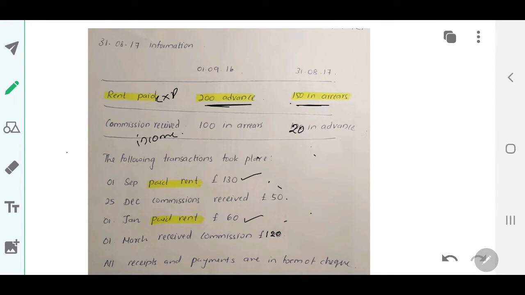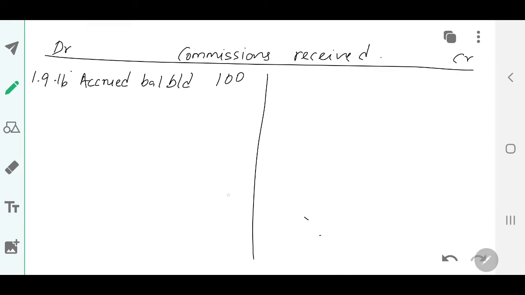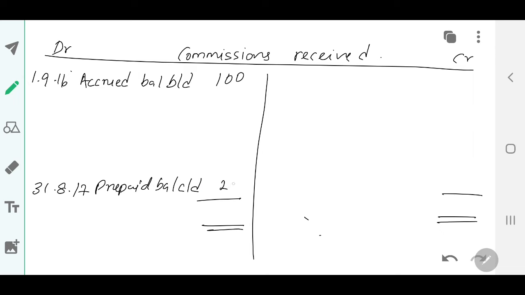Followed by that, at the end of the year, there is 200 in advance. That means you have received the income in advance. So if you're supposed to pay it back, you're liable. Therefore you debit it and then credit it. So above the total, leave enough lines, 3 to 4 lines. So 31st 8/17, prepaid balance carried down worth 200, and then 1/9/17, prepaid balance brought down worth 200 and 200.